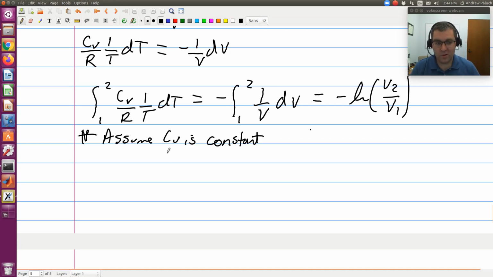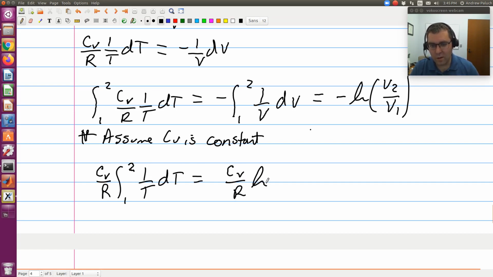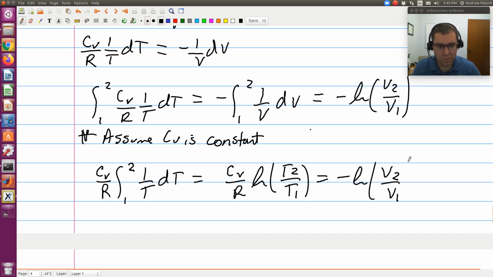So if we assume Cv is constant, then Cv is constant and R is constant. So I could bring out Cv over R, integral from 1 to 2 of 1 over T dT. That gives me Cv over R log T2 over T1, and that's going to be equal to negative log of V2 over V1.